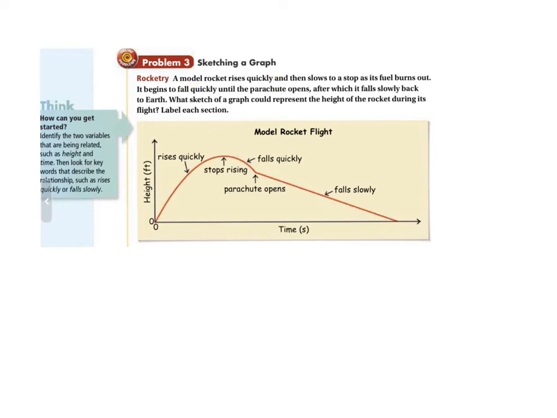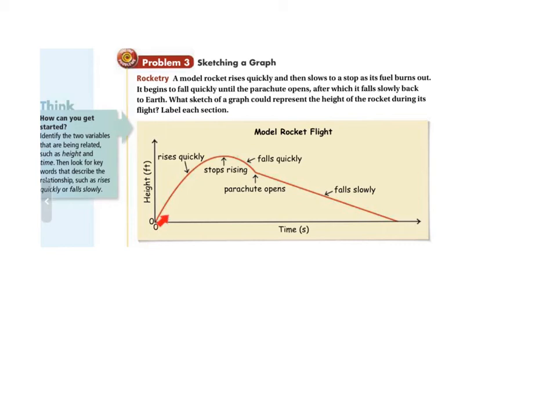All right, so it says a model rocket rises quickly and then slows to a stop, and as its fuel burns out, it begins to fall quickly until the parachute opens, after which it falls slowly back to Earth. Sketch a graph that would do this for us.